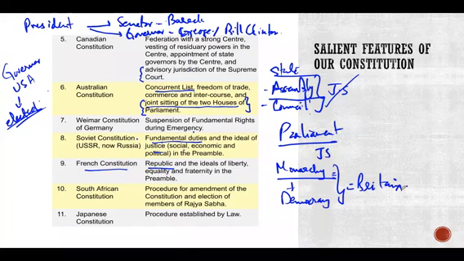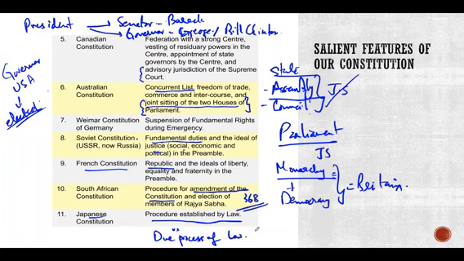And similarly, from the South African Constitution, we have taken the procedure for amendment of the Constitution. Anybody knows what article deals with amendment of the Constitution? Is it 318? It is actually 368, but close enough. Good. And from the Japanese Constitution, procedure established by law. There are two things: procedure established by law and due process of law. Due process of law is from the US, procedure established by law from Japan and India.